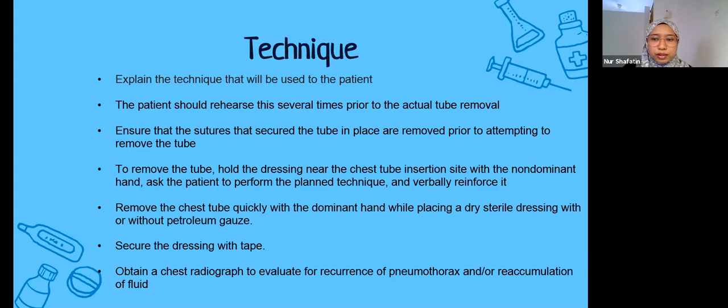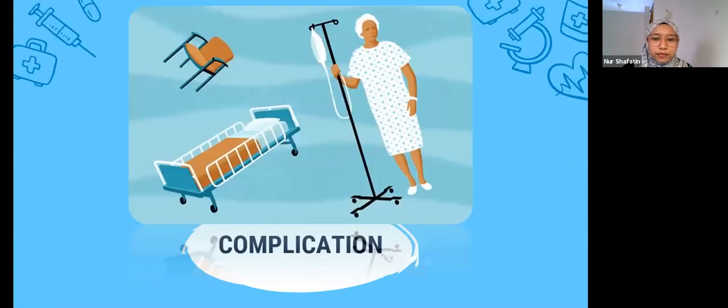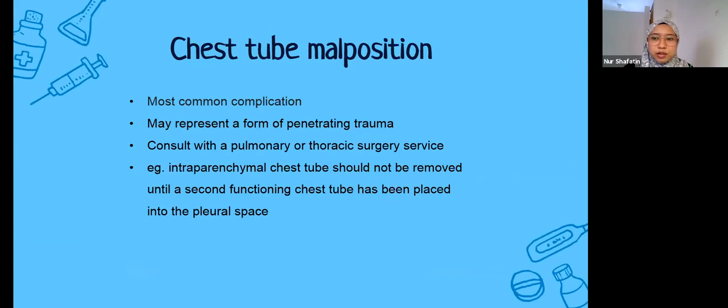Remove the chest tube quickly with the dominant hand while placing a dry sterile dressing. Secure the dressing with tape and obtain a chest radiograph to evaluate for recurrence of pneumothorax or accumulation of fluid. There are several complications of chest tube insertion, including the most common complication, chest tube malposition.